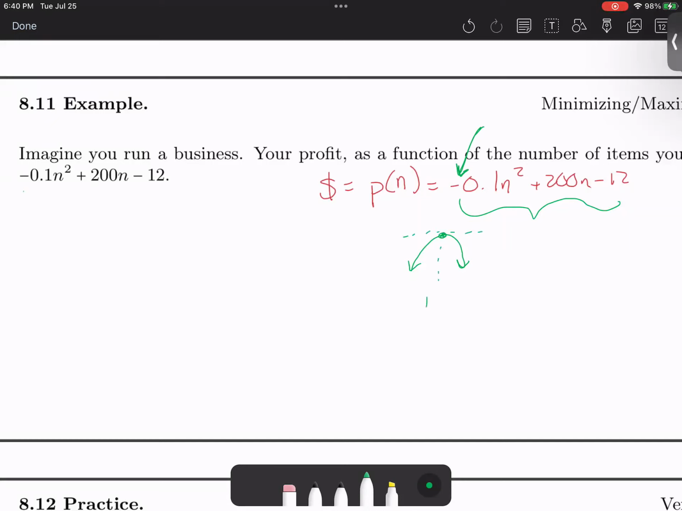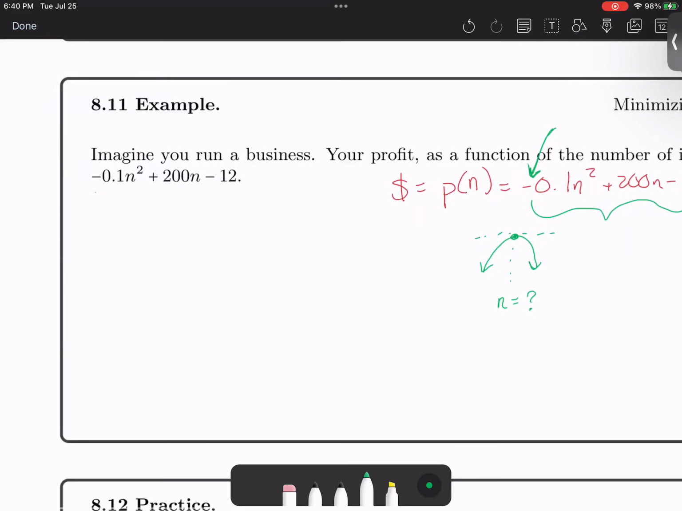And let's figure out the n value that gives us that maximum profit. So I'm looking for the number of items that returns my vertex. If I'm looking for the vertex, the position or the point in the domain that gives me the vertex is minus b over 2a, which when we apply it to our function is minus 200 over 2 times minus 0.1.